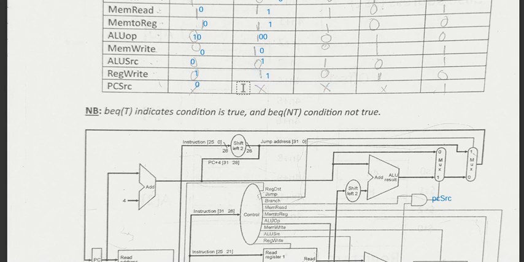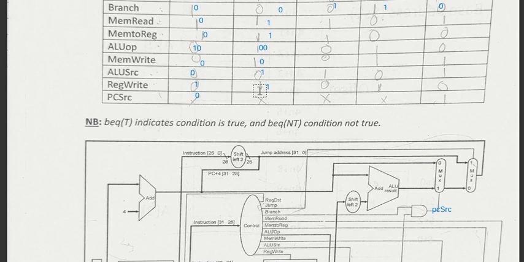And the next one is PCSrc. I mean, you can't put don't care here. Whoever did this paper is really mean. You can't put don't care here because you have to make sure that you are choosing PC plus 4, not any branch instruction. So you put 0 there.